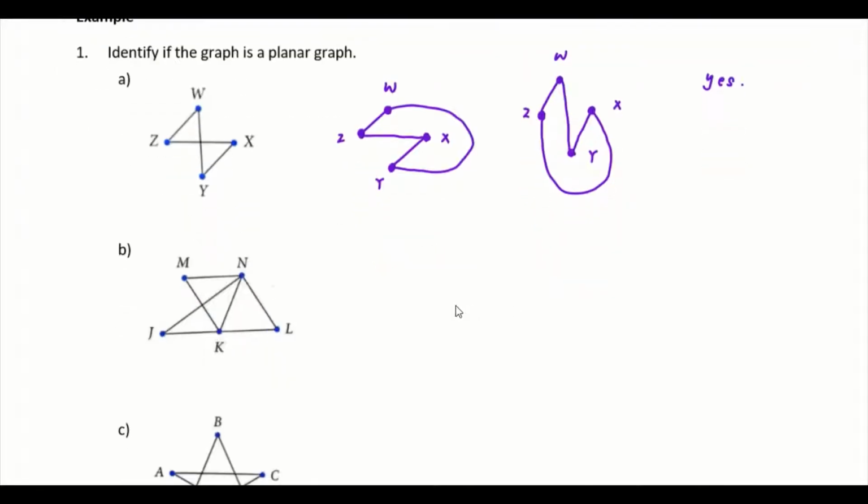Okay, B. So let's see the same thing here. So the two edges crossing over each other are these two. So we can try to draw the rest first. So we can try to have M, N, K, L, J. Okay, so now let's try to see how we can move the edge that is crossing over to the other place.